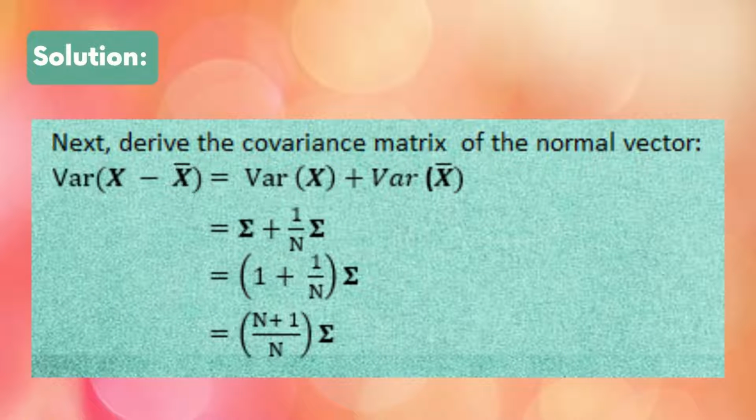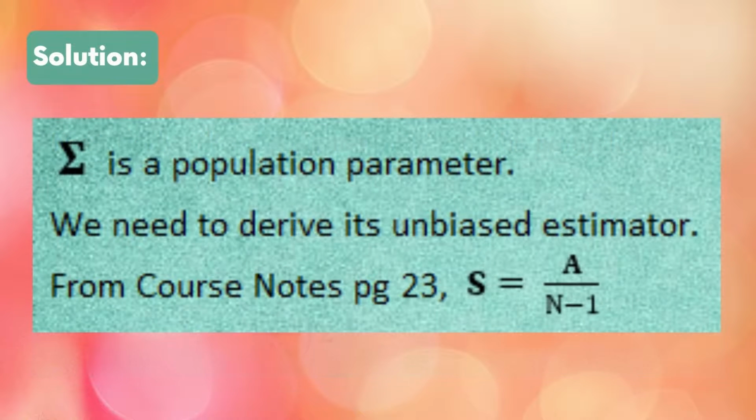Next, derive the covariance matrix of the normal vector. So the variance of x minus x bar is equal to the variance of x plus the variance of x bar. Variance of x is sigma plus variance of x bar is 1 over n times sigma. This simplifies to n plus 1 over n times sigma. Sigma is a population parameter. We need to derive its unbiased estimator.